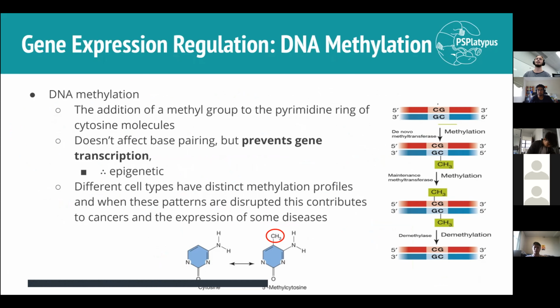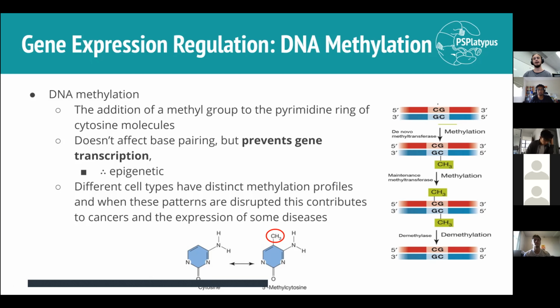Methylation, a similar idea. Well, actually not super similar, but a similar name. It's the addition of a methyl group to the pyrimidine ring of cytosine molecules specifically. So the cytosine, not adenine, thymine, or guanine. It doesn't actually affect base pairing, but it prevents the genetic transcription. So it's another way of turning off gene transcription, but it does it in an epigenetic way. It's not actually changing the code, it's just sort of locking it out.